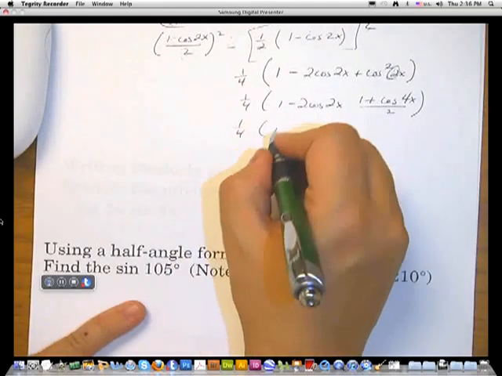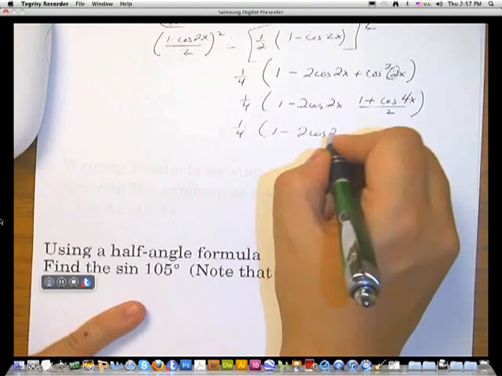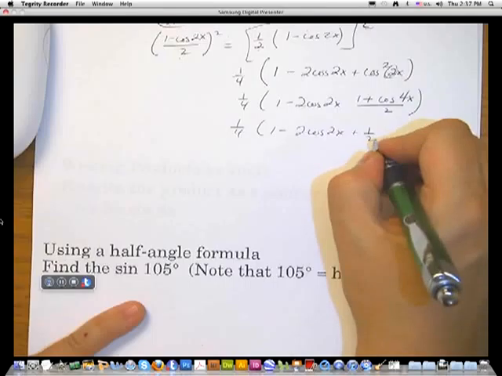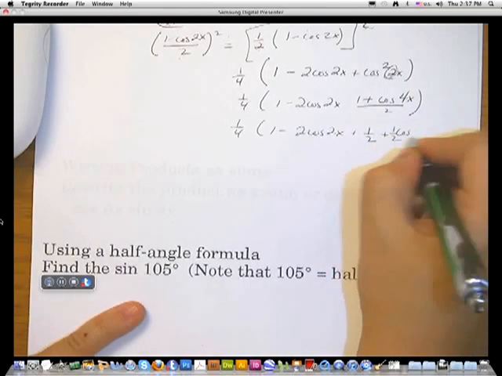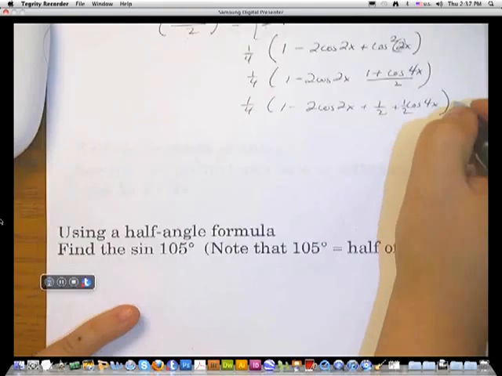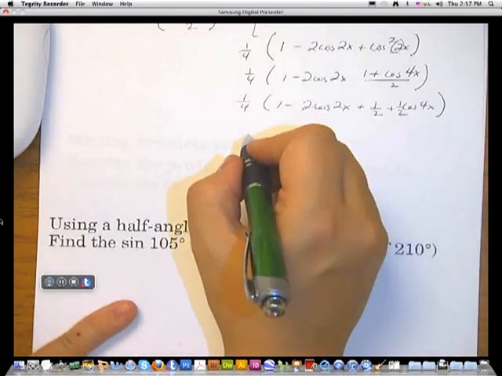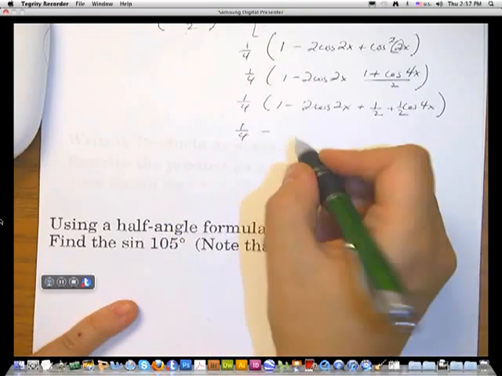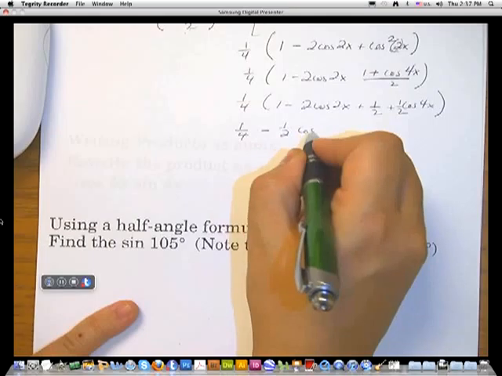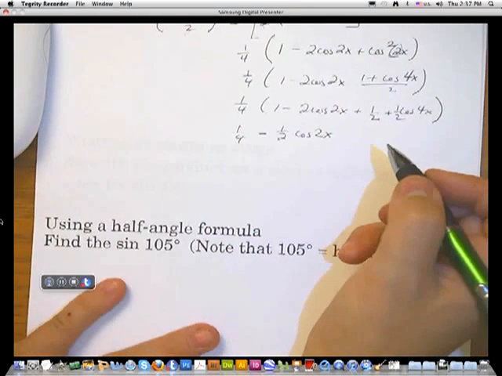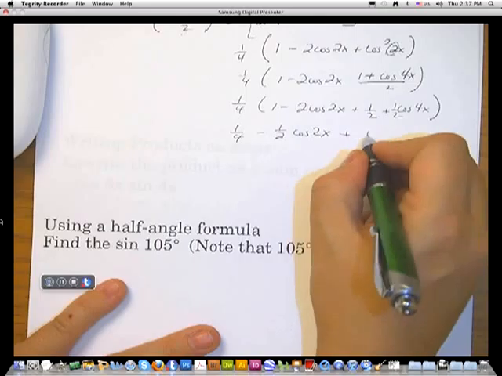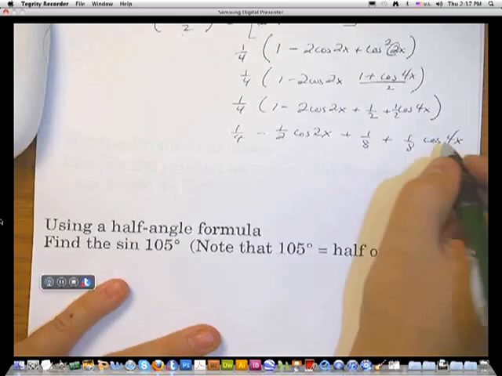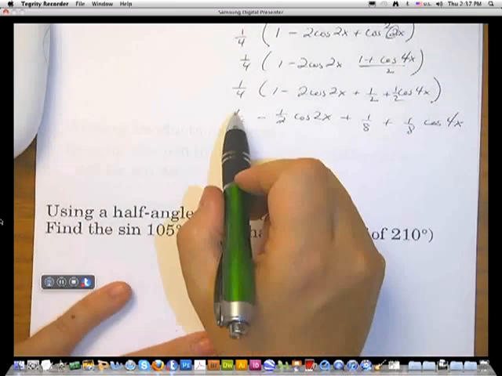So 1/4, 1 minus 2 cosine 2x. I now have, again, I'm splitting this half out, so 1/2 plus 1/2 cosine 4x. So I now have 1/4 minus 1/2 cosine 2x plus 1/8 plus 1/8 cosine 4x. I distributed the 1/4.